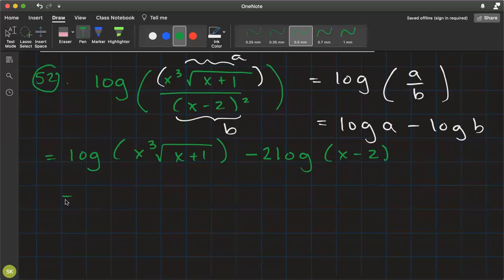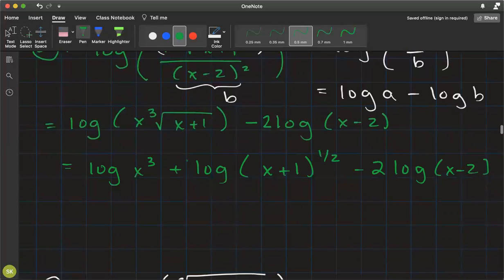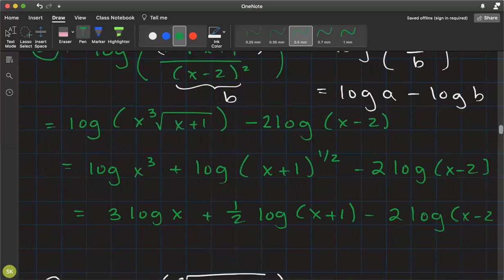And then I would break this log into log x cubed plus log. And now I have this square root. I can make it x plus 1 to the 1/2. Like that. And then what can I do? I can pull this 1/2 and this 3 into the front. So this is 3 log x plus 1/2 log x plus 1 minus 2 log x minus 2.